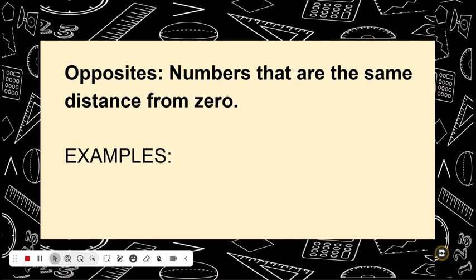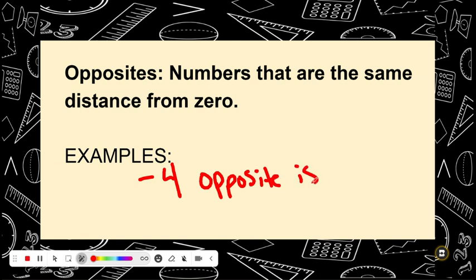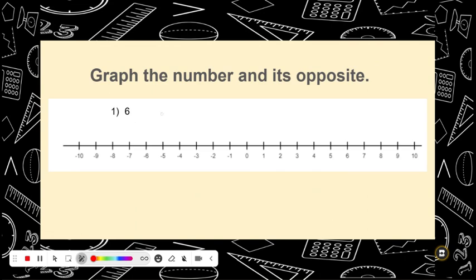So opposites are numbers that are the same distance from zero. So what are some examples? Well, if I have -4, the opposite of -4 is 4. Okay, graph the number and its opposite. So we're going to start at 6. The opposite of 6 is -6.